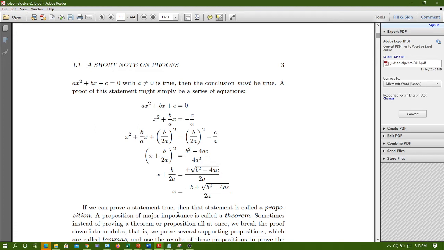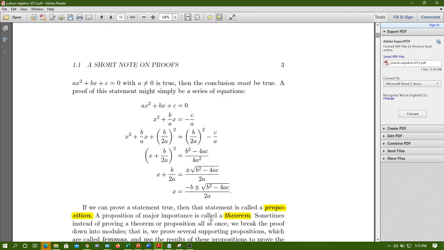If we can prove a statement true, then the statement is called a proposition. So the statement will become a proposition if you prove that it is true. A proposition of major importance is called a theorem. Every statement that we have proven true, we call a proposition. But if a proposition has major importance in our field, mathematics, then it is called a theorem.